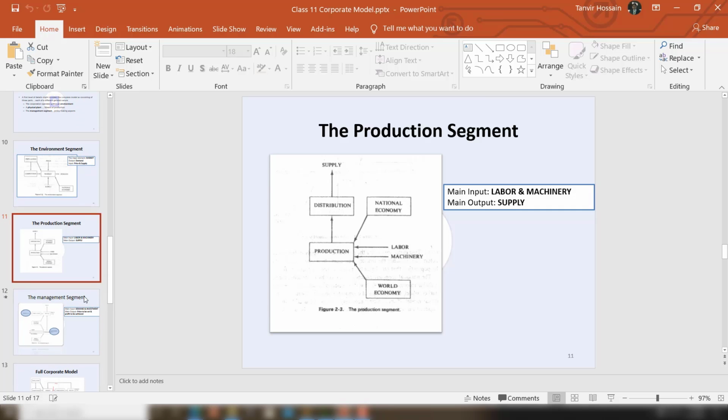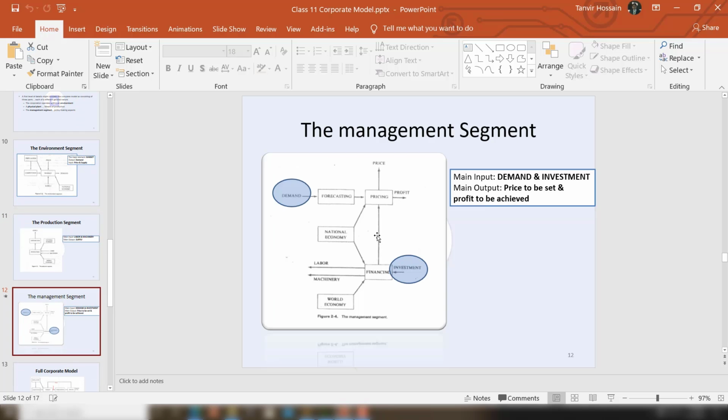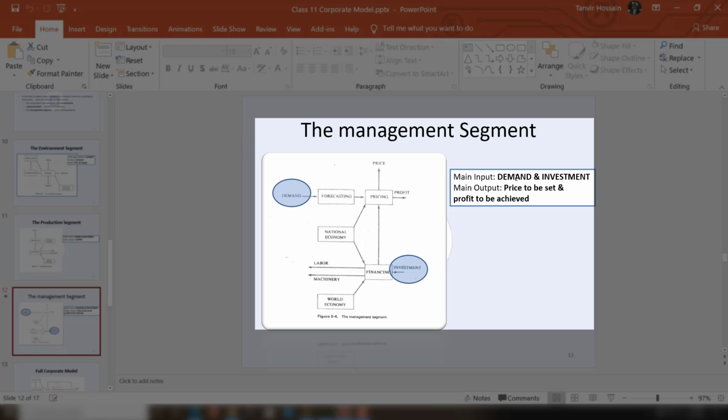That is the production segment, and the management segment is here. Its main input is demand and investment, and the main output is the price to be set and the profit to be achieved. Here, this one is a bit more complex.